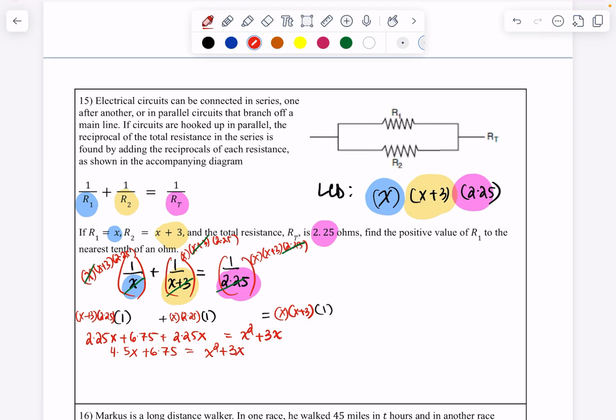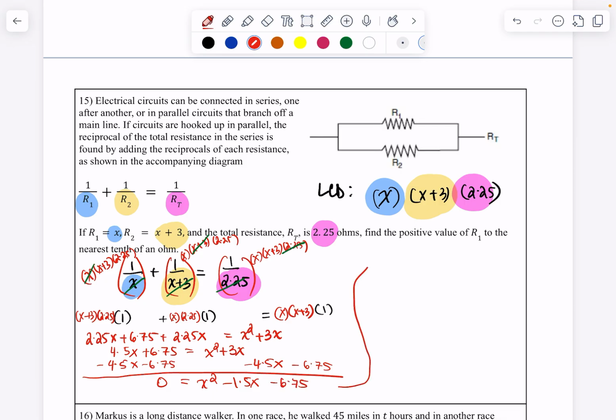Okay, so now we need to set it equal to 0. So we have to subtract. 3 minus 4.5 is going to give us negative 1.5, minus 4.5x, minus 6.75, which is going to be equal to 0 equals x squared minus 1.5x minus 6.75. Okay, we could also rewrite this as x squared minus 1.5x minus 6.75 is equal to 0.